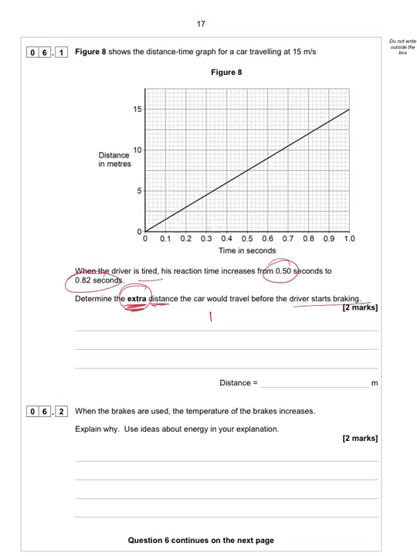So if the driver hasn't started braking yet, his velocity will remain constant at 15 meters per second. Anytime you have constant velocity and it's not accelerating or decelerating, you can use the equation distance is equal to speed times time, because the speed is constant. Or you may have it in your revision books as displacement, that's s, is equal to velocity times time.